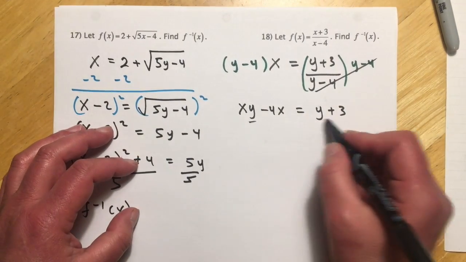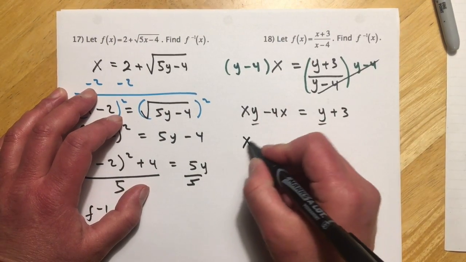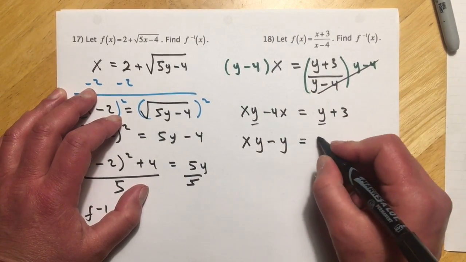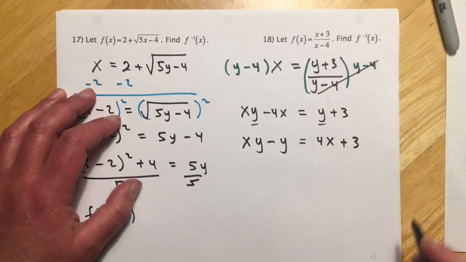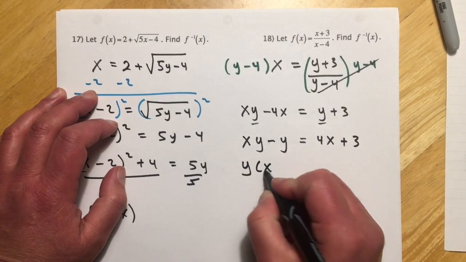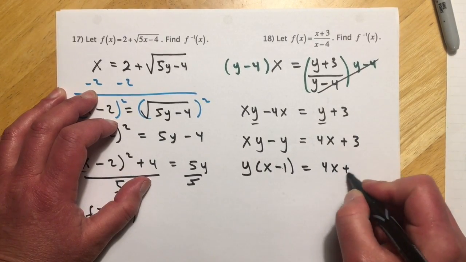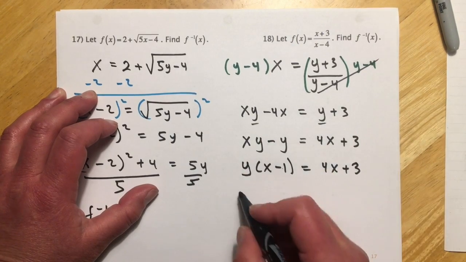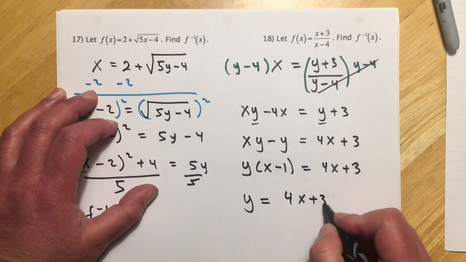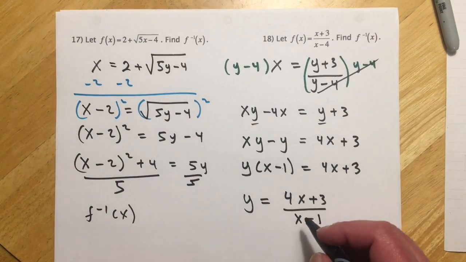And then I want to get the terms with y on one side and everything else to the other. So I'm going to subtract this y over. I'm going to have xy minus y, and I'm going to add the 4x over. So plus 4x plus 3. And then the trick right here is just to factor the y out front. So y times x minus 1, and you kind of double check yourself, equals 4x plus 3. And I'll divide this over. So that leaves me y equals 4x plus 3 over x minus 1. And that's our inverse.